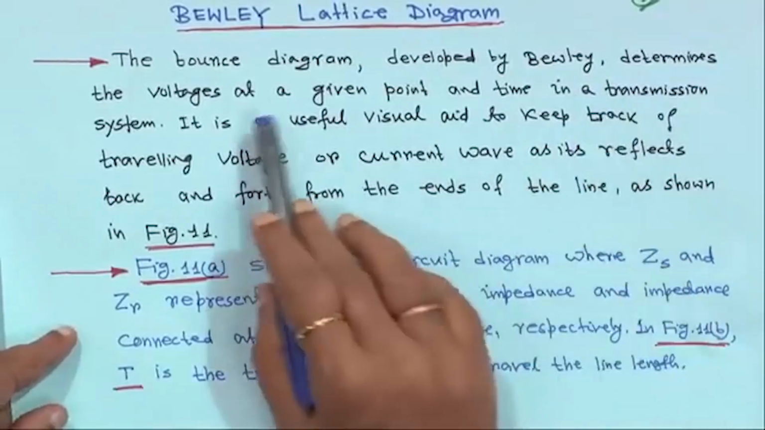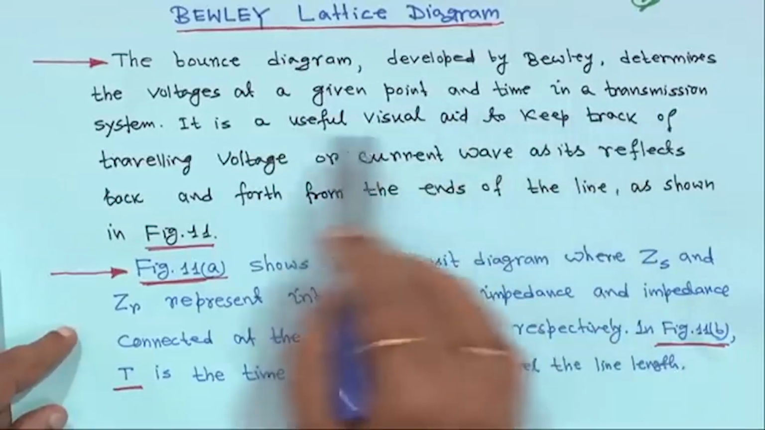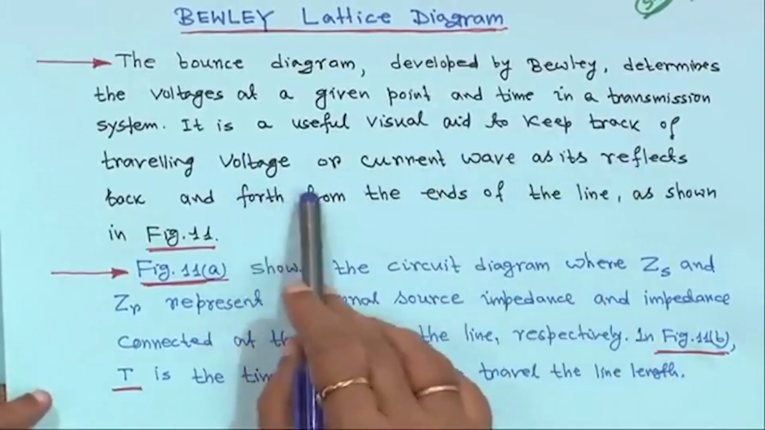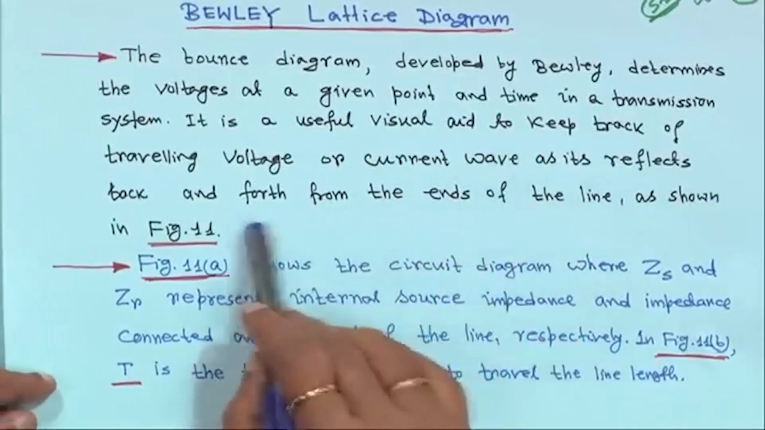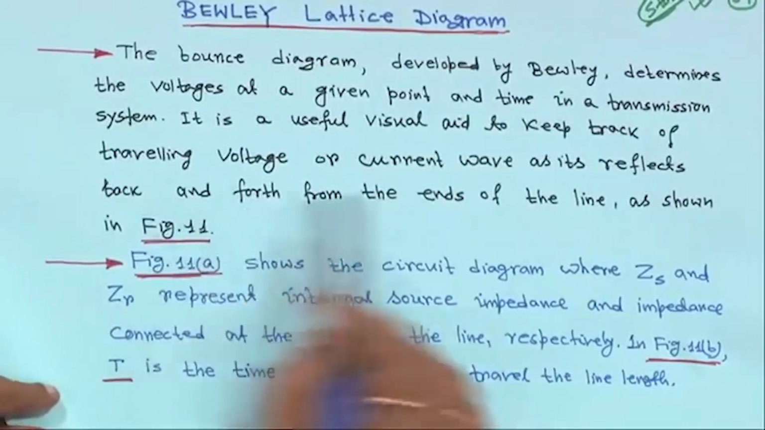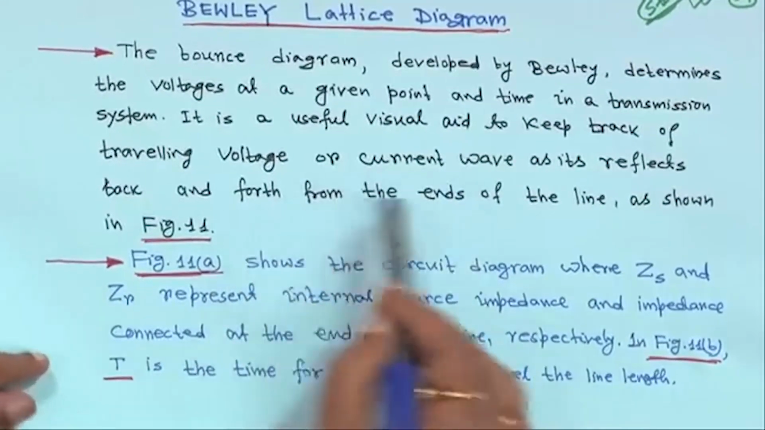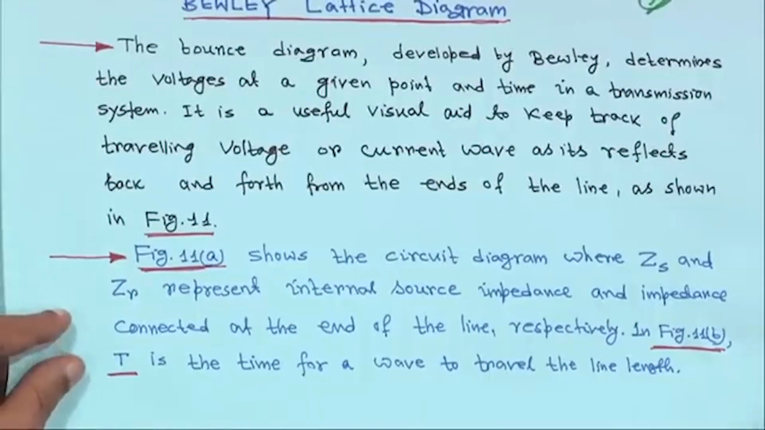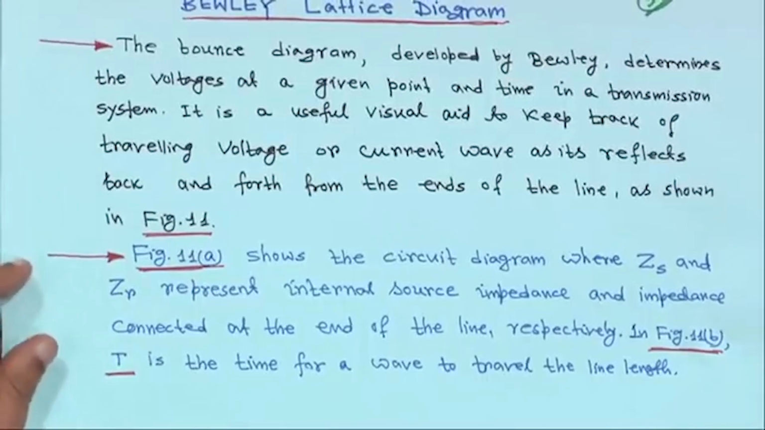It gives the voltage at a given point and time in a transmission system. It is a useful visual aid to keep track of a travelling voltage or current wave as it reflects back and forth from the ends of the line, because it will be reflected back and forth between the sending and receiving end. So, the question is how to understand this Bewley's diagram.